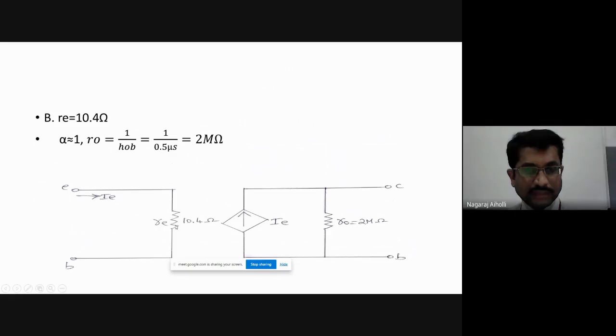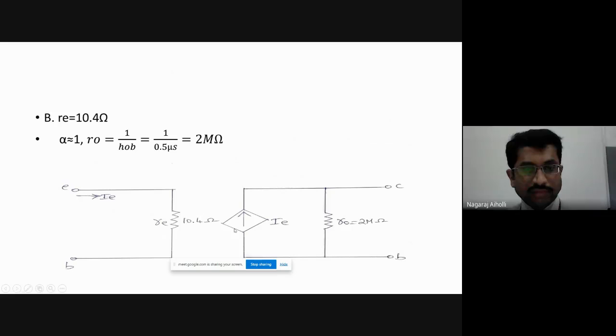So there is RE resistance here. Then as it is common base, we have alpha IE. We don't have beta RE; for common emitter and common collector we have beta IB, but for common base we have the alpha parameter, the current gain for common base, so it is alpha IE. Then at the output side, it is R naught, the output resistance.